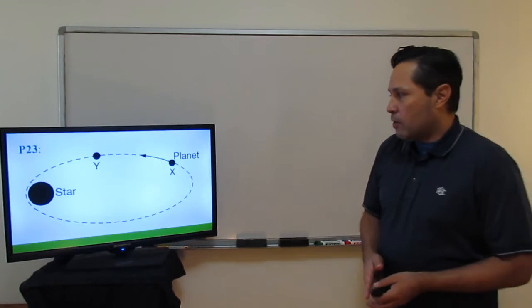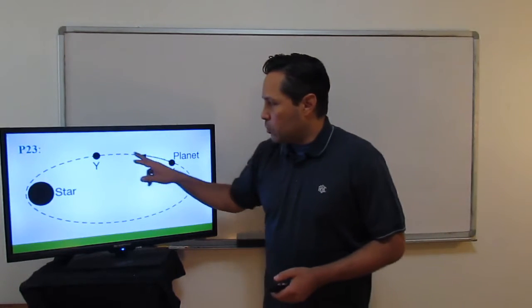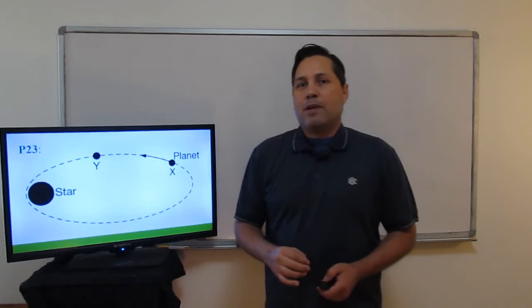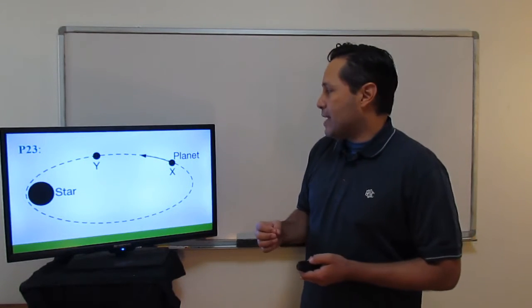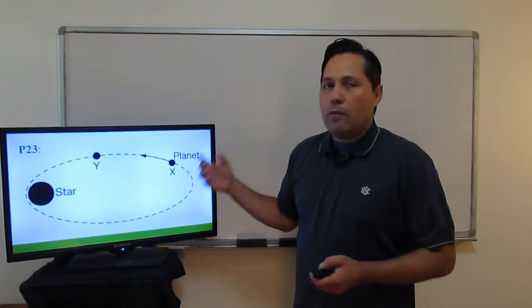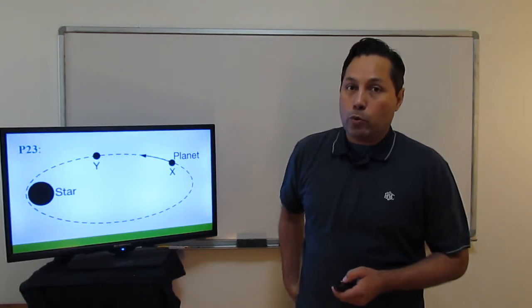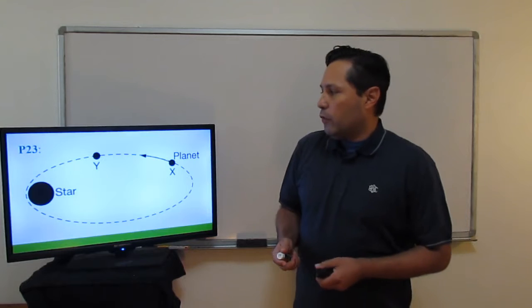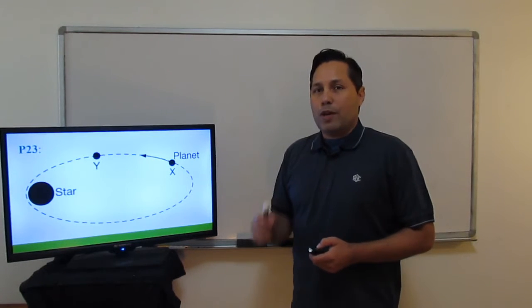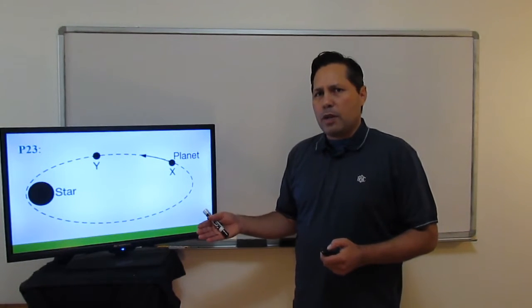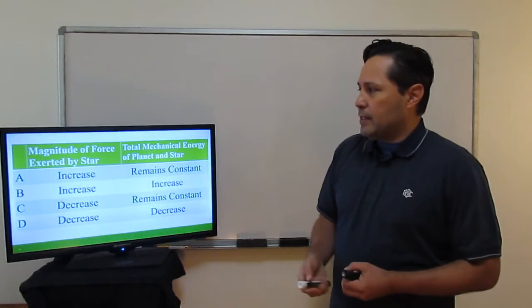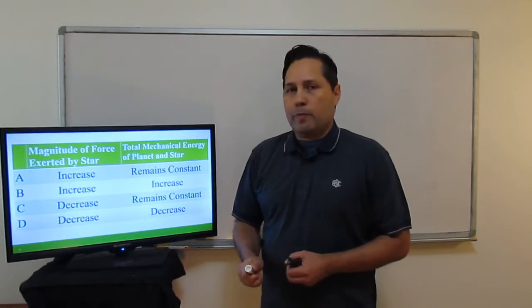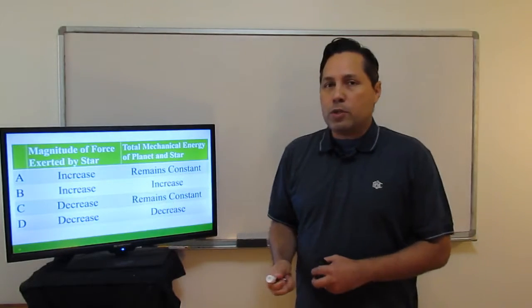So here's our diagram. Here's point X, and as our planet is moving towards point Y, what's happening to the gravitational potential energy and what is happening to the overall mechanical energy for the whole system? So let's start with the first part, which is what happens to the potential energy due to gravity. We're given these options A, B, C, D. Magnitude of the force exerted on the planet, does it increase or decrease?